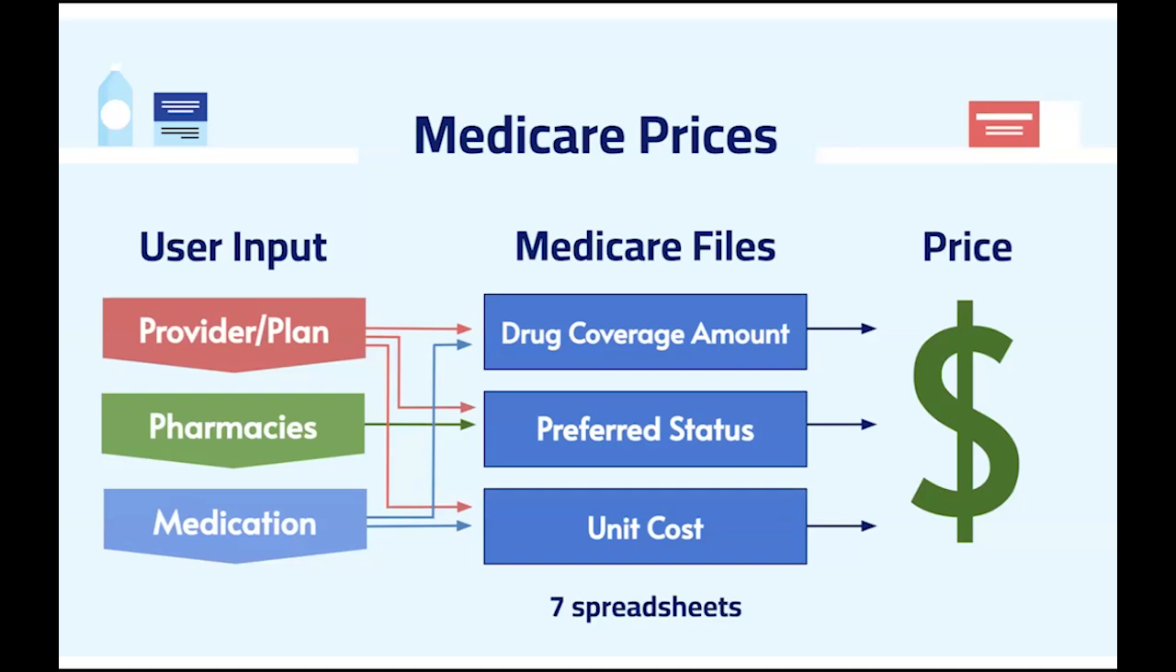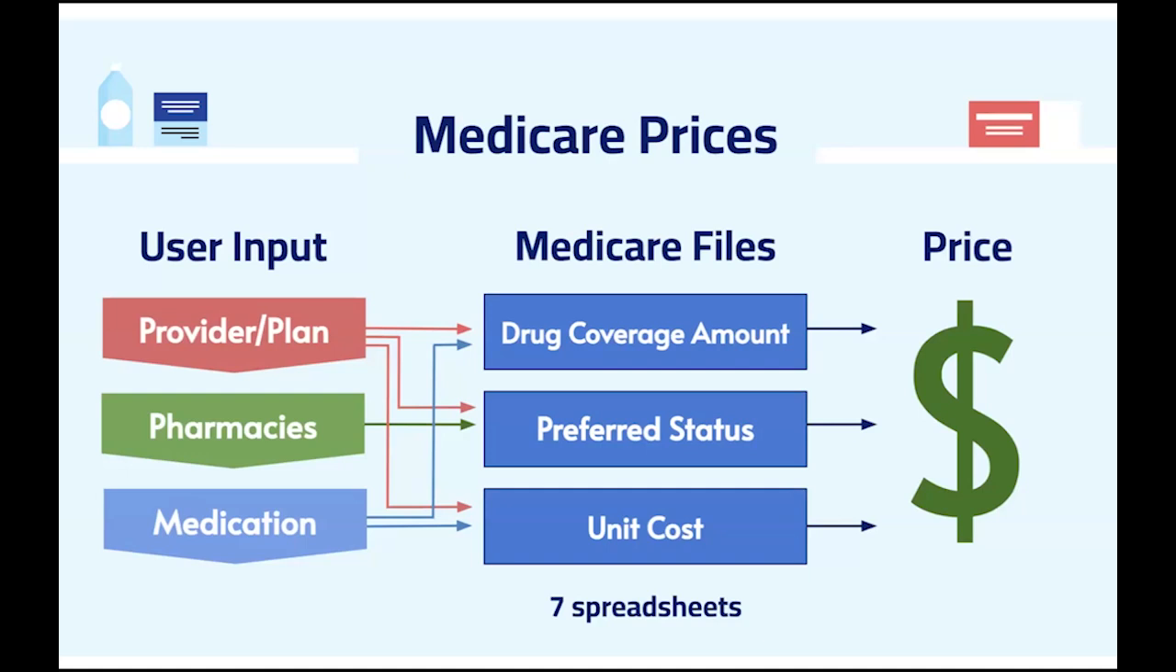First, drug coverage amount, which is if and to what extent an insurance provider is willing to help pay for a medication. Second, preferred status, meaning whether the pharmacies the user goes to are preferred under that health plan. And finally, unit cost, which is the base cost of the drug.